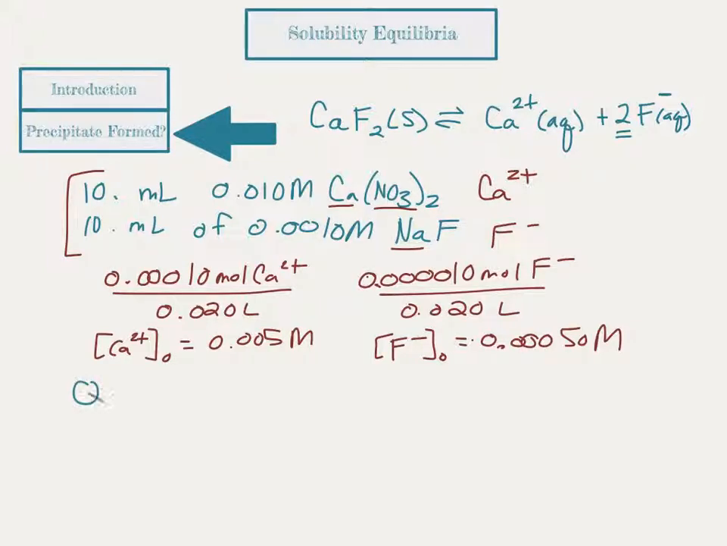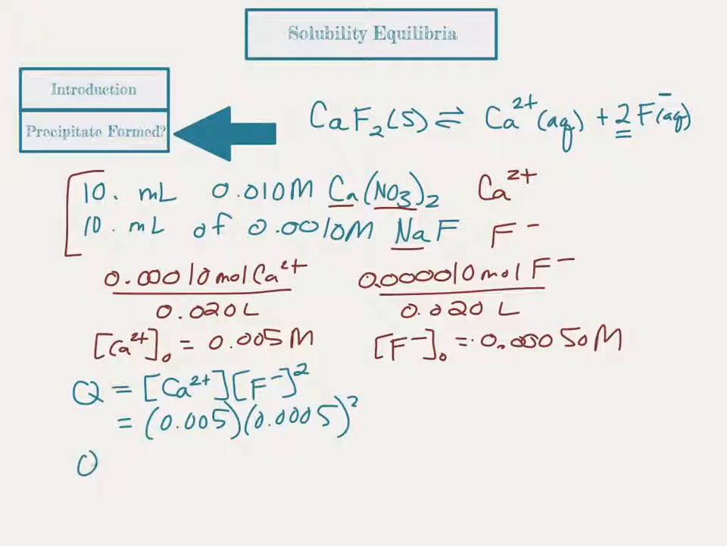I'll use the expression that we used earlier. Calcium times fluoride, and then remembering to square because there's a 2 in front of fluoride in the balanced chemical equation. Okay, so when I enter my numbers, 0.005 times 0.0005 squared, punch that into a calculator, and we end up with a value of 1.25 times 10 to the negative 9.